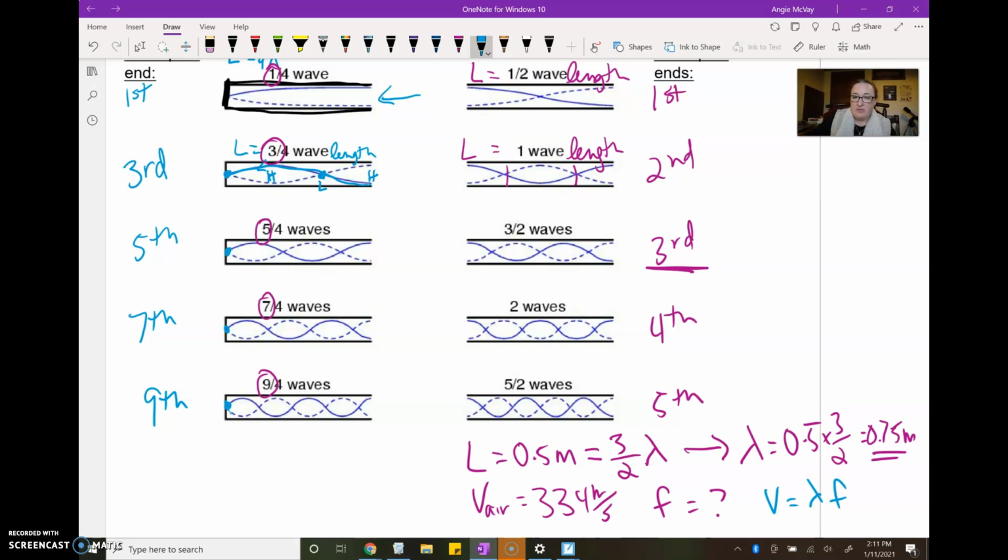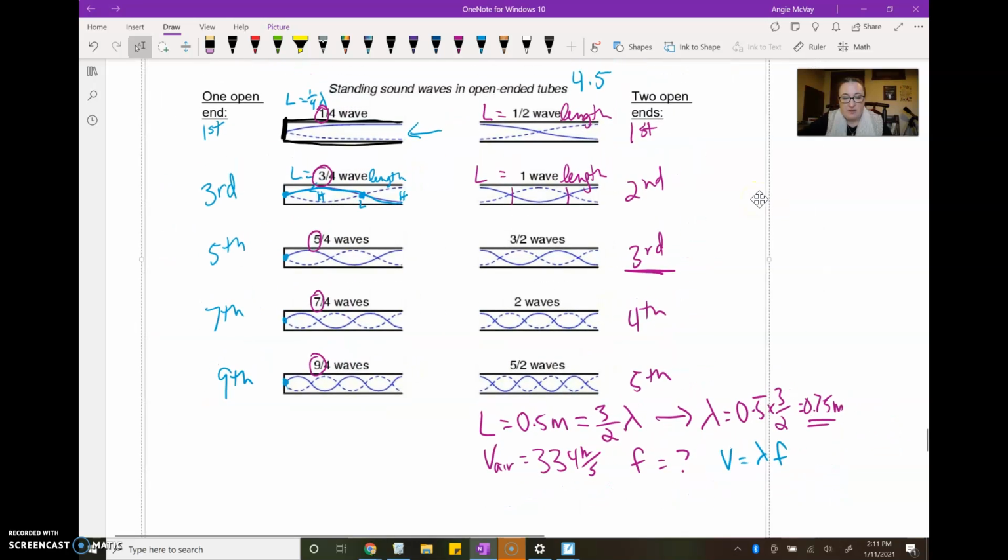All right, please make sure that you've got detailed notes of this diagram and some way in your mind to remember the names of the harmonics and what that looks like for a 1 open-end pipe and a 2 open-end pipe.